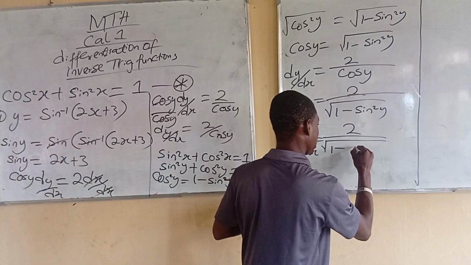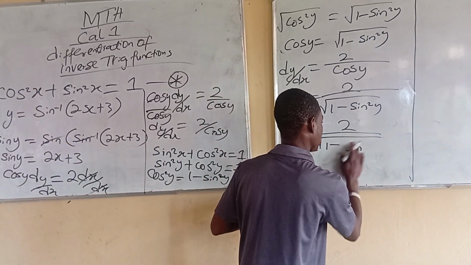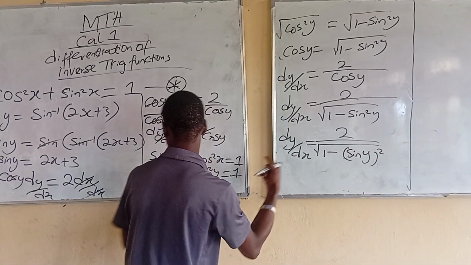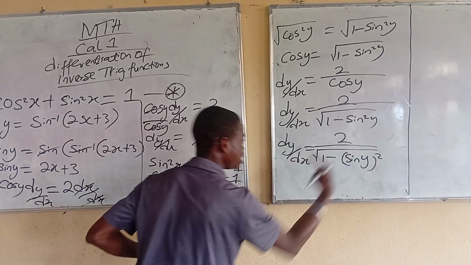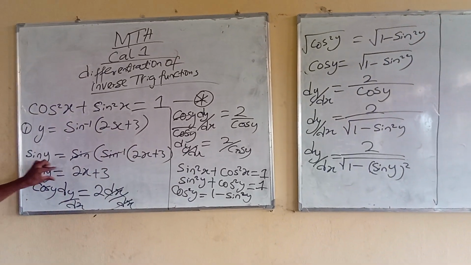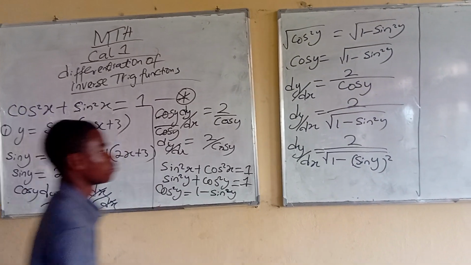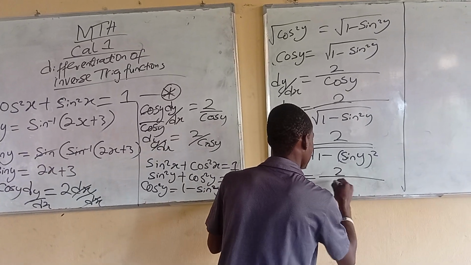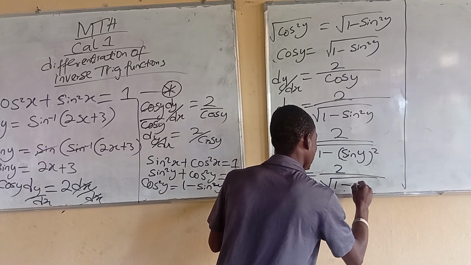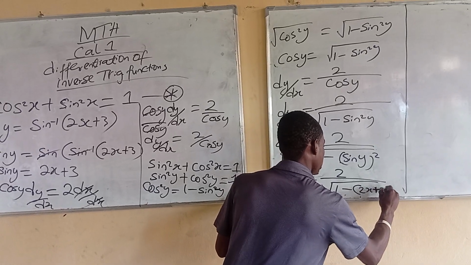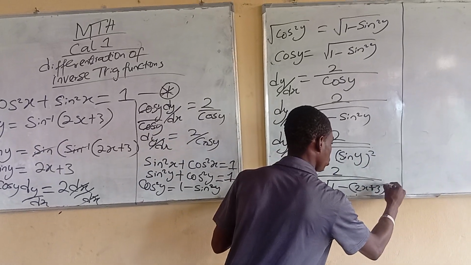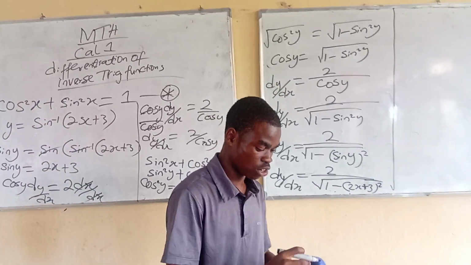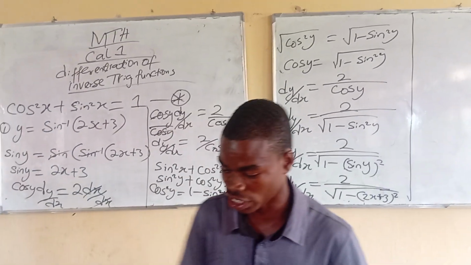Now, first of all, let's expand this: sine y squared, right? Now you just need to carry in your sine y, plug it in here. What's your sine y? Your sine y equals 2x plus 3. That's dy over dx equals 2 divided by the square root of 1 minus (2x plus 3). That's the sine y. Then don't forget the square. You are done. That's your answer. So we are going to go ahead and solve the next question.